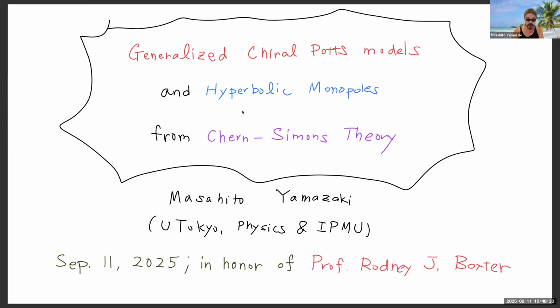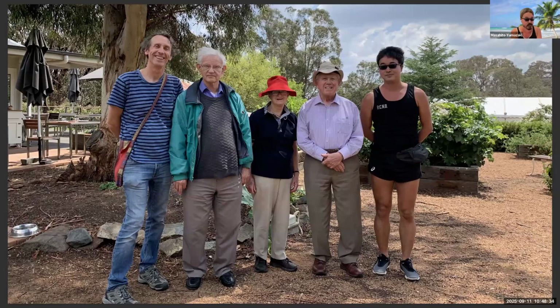But more recently, I had the pleasure of meeting him in person. This is a photograph from one of the Baxter events in 2021, I guess, and we see Mari and Barry and Rodney and his wife. It was really a remarkable experience for me, and we will miss him forever.